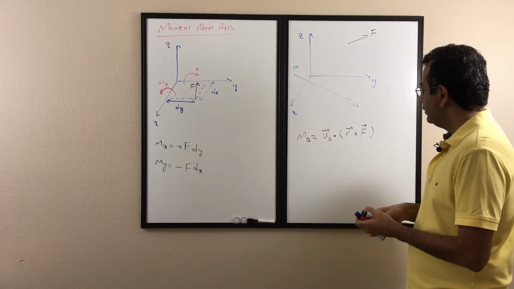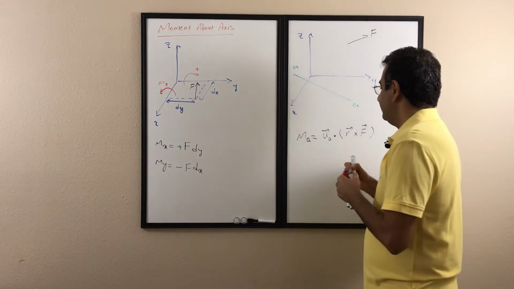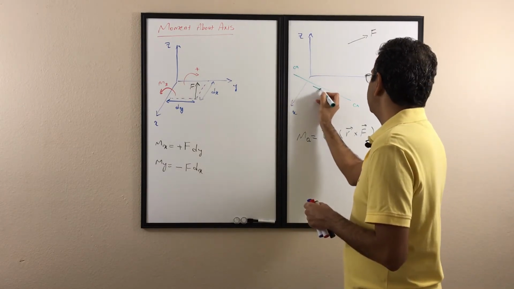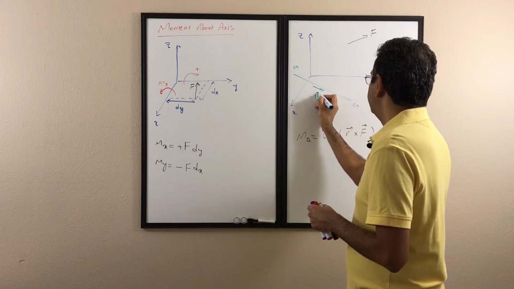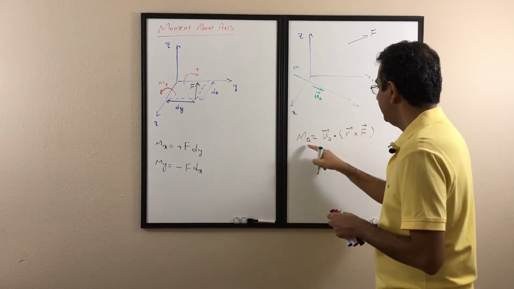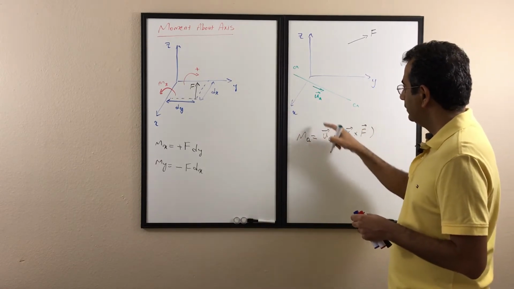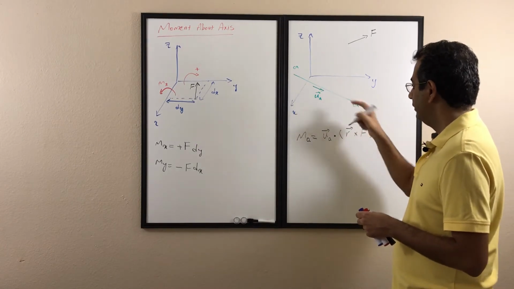So what are these values? The UA is the unit vector along that axis. We want to find the moment about the axis. So that's the UA, the unit vector along that axis.